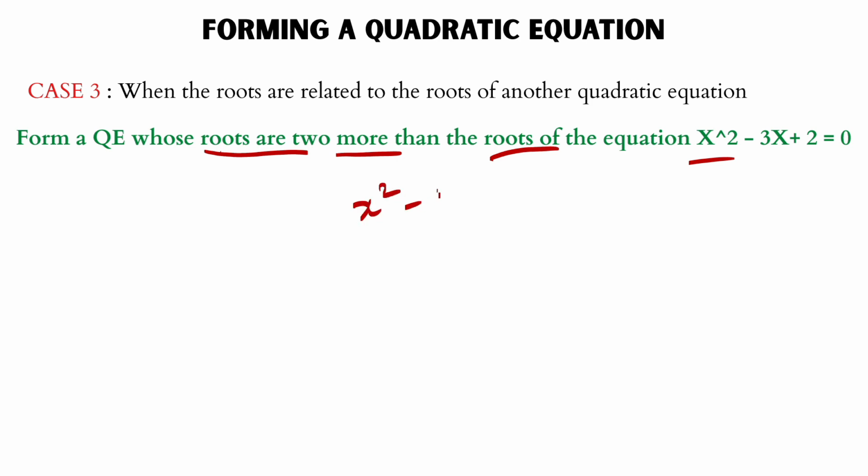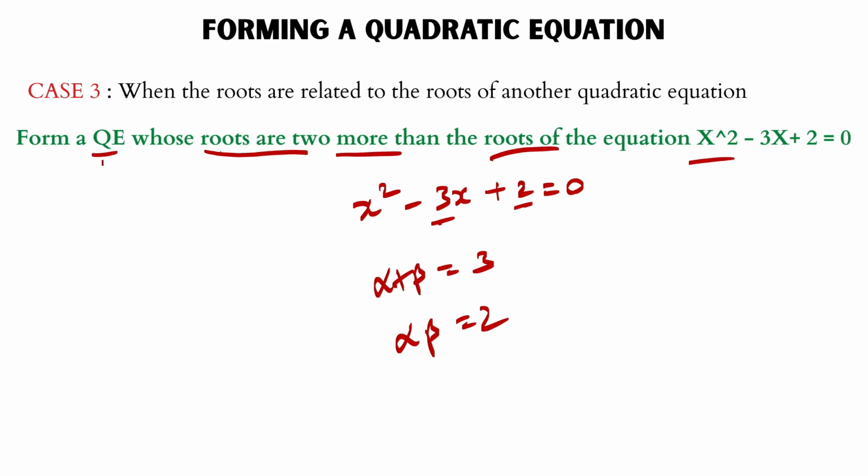So x square minus 3x plus 2 is equal to 0. This is the equation given. Here what is the sum of the roots? Alpha plus beta, this is 3. Product of the roots, this is 2. Now the question is, the roots of the quadratic equation which we must form are 2 more than the roots of this one, right?